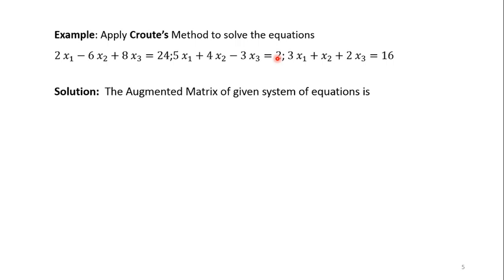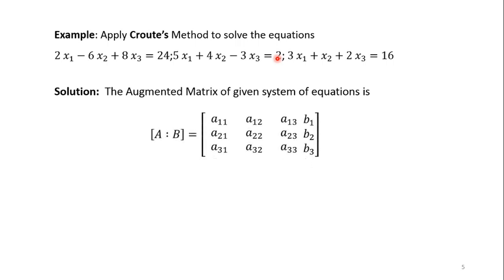First of all, you write down the augmented matrix from the given system of equations. Let me suppose that arbitrarily these values are a11, a12, a13 and b1, while these values are already known to you. a11 is 2, a12 is minus 6, a13 is 8, then b1 is 24. Like this, you can give these names here.